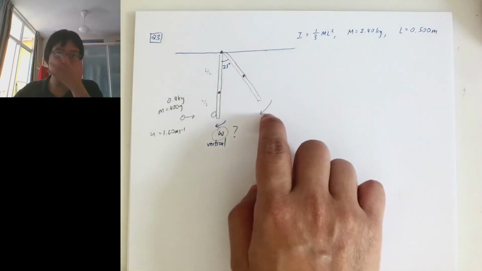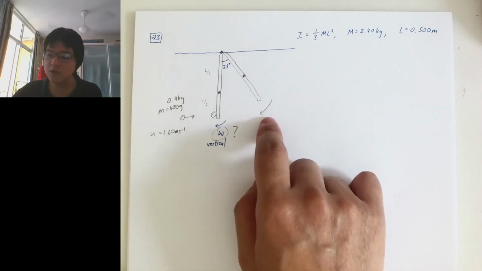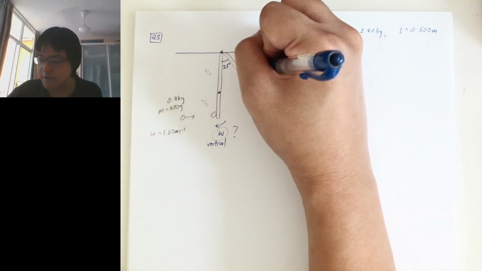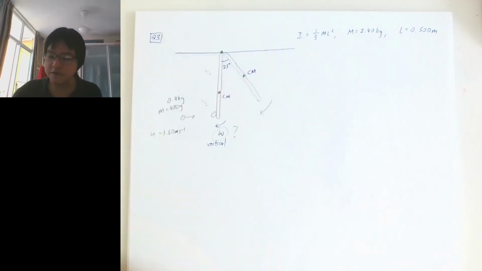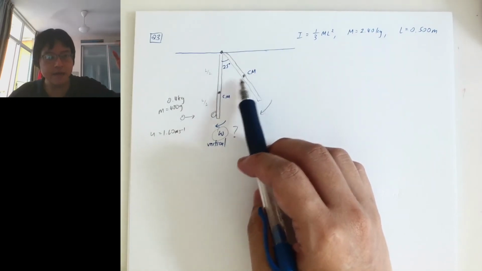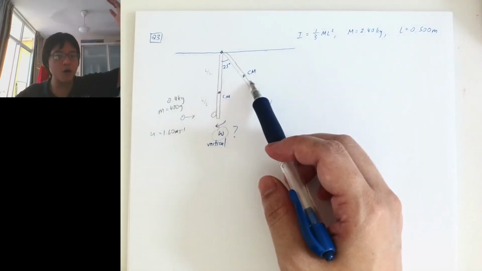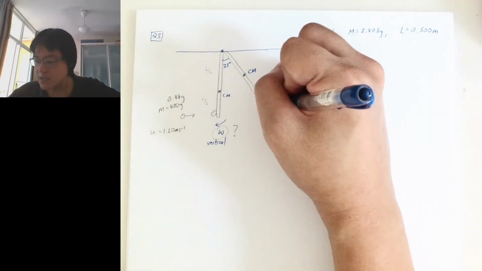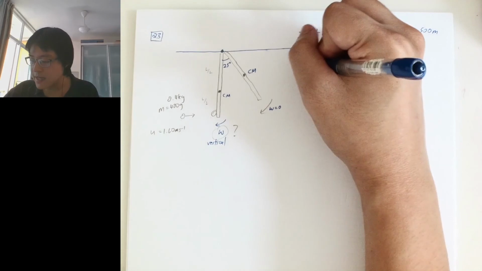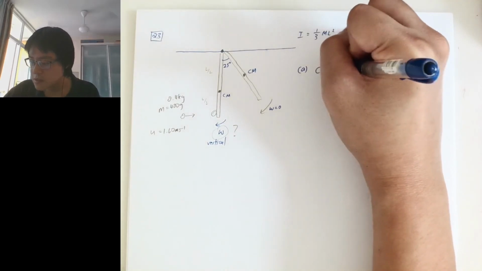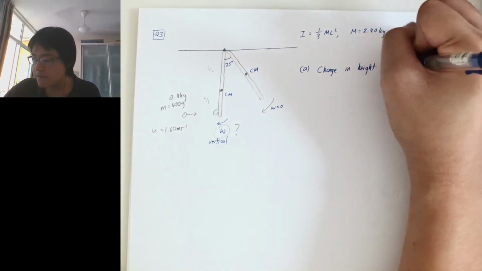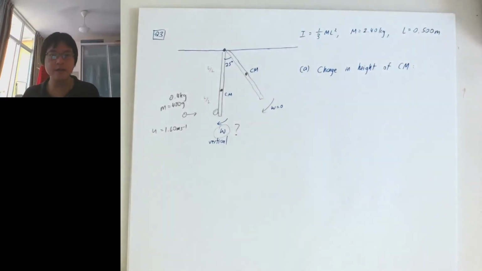We are going to use conservation of energy. Initially my object is here. It will be more convenient if I just look at the center of mass. Initially my center of mass is at this height, later it's at this height, so the potential energy will convert into kinetic energy. Initially it's at rest. So firstly I can calculate the change in height of the center of mass.